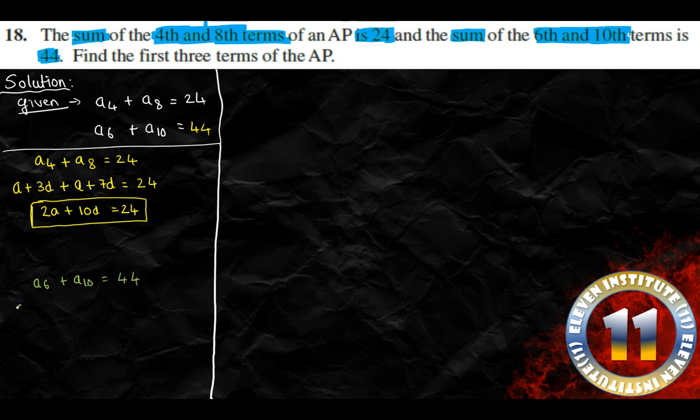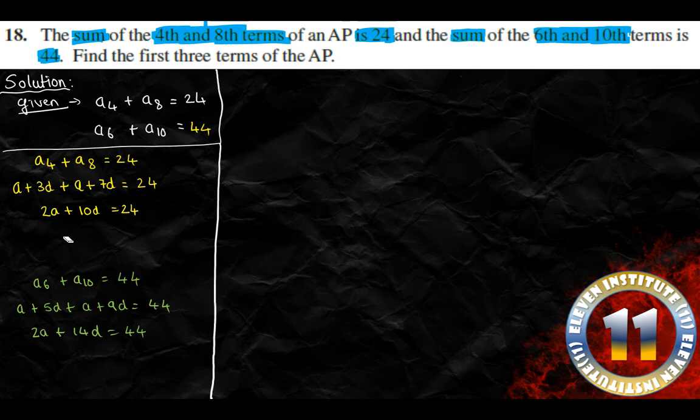Instead of A6 we can write A plus 5D, and instead of A10 we can write A plus 9D, and 44 will remain as it is. Now A plus A will again give us 2A, 5D plus 9D will give us 14 times D, and that is equal to 44. Now you can see this is also having all the even numbers, so we can take 2 common at both the places, so that we get A same. Already the coefficients of A are same, but if you take 2 common then it will be quite handy.